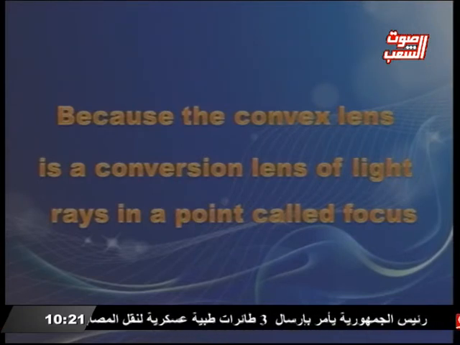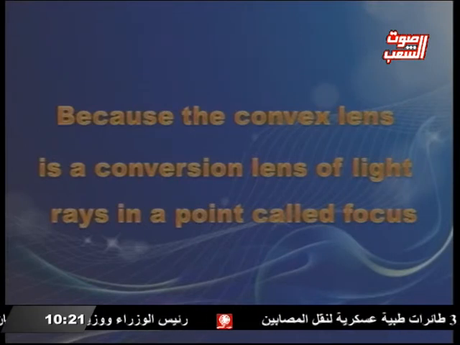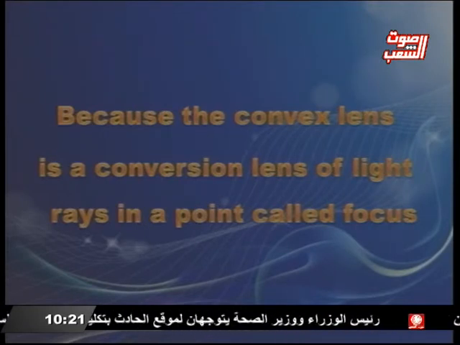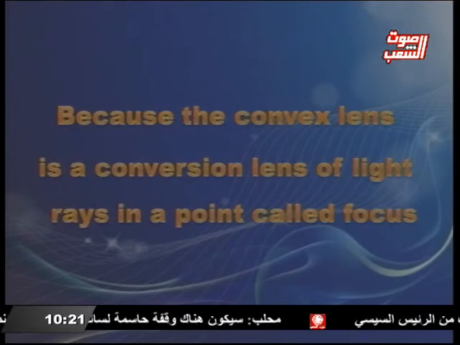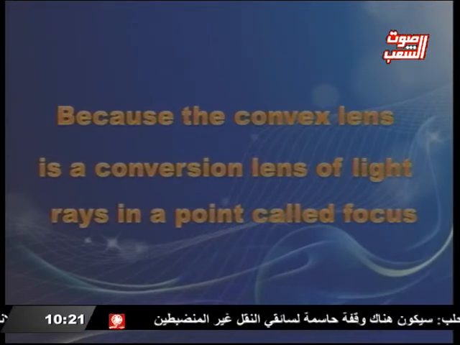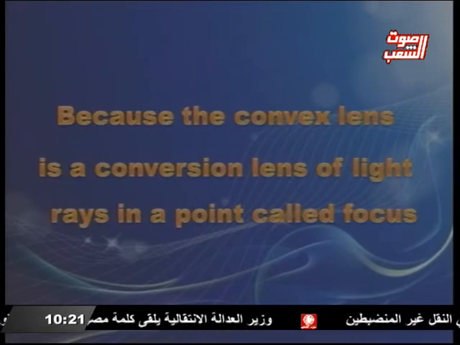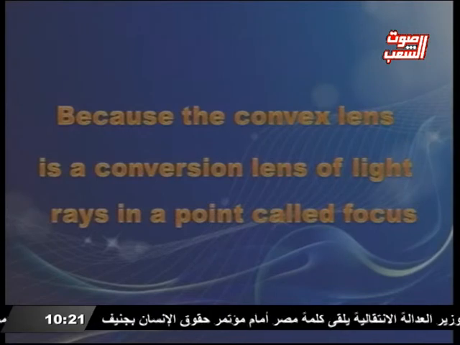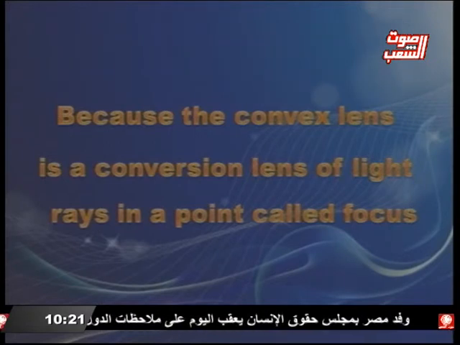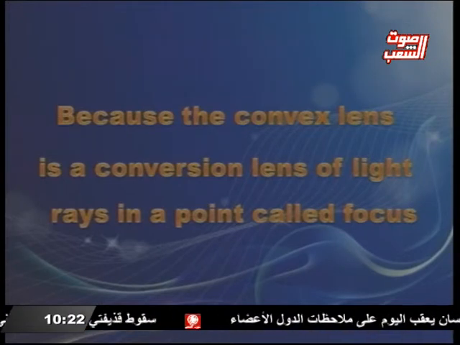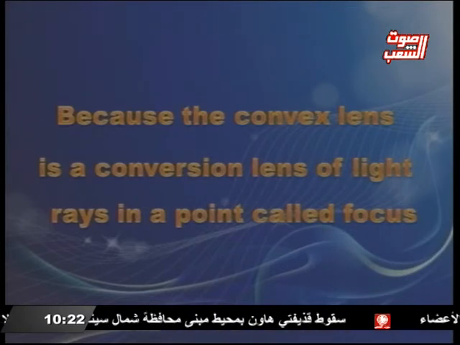Again, we have the convex lens. It is a converging lens. It collects light rays in one point called the focus, and it concentrates the heat energy after this collection. It collects every one of these rays in one point called the focus. So it's very, very concentrated and very hot, enough to burn a piece of paper or to heat anybody.